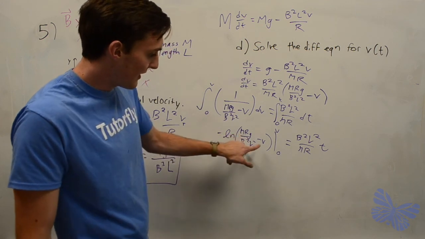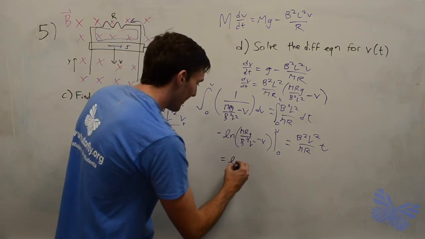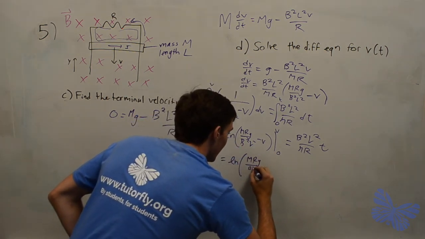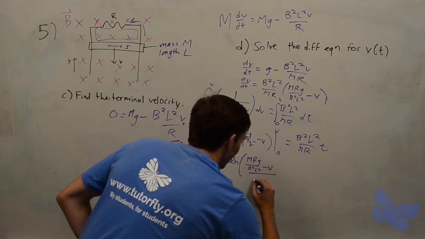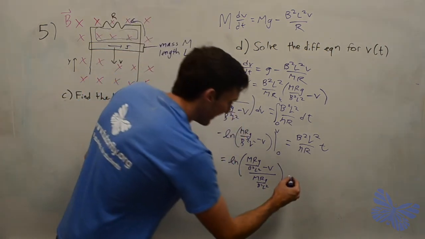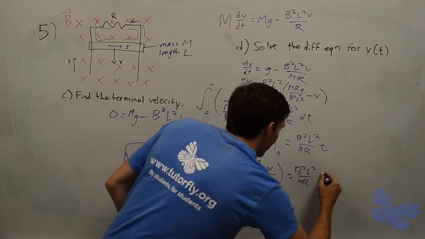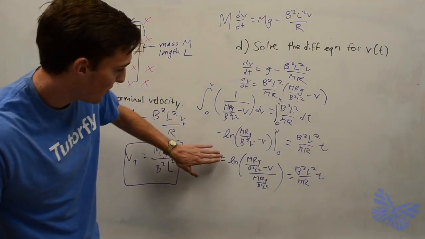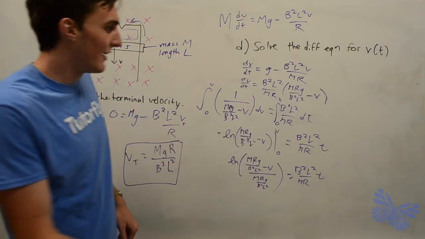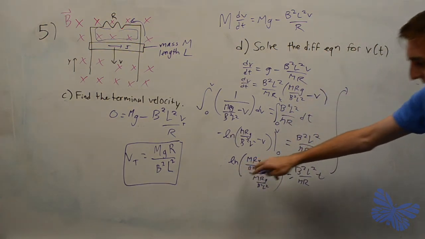And so if we plug in 0 and v here, it's going to end up being basically ln of this divided by this, but with v equals 0. So what that ends up being is ln of mrg over b squared L squared minus v over mrg over b squared L squared. So the math gets pretty ugly, but it's not terrible. So b squared L squared over mr t. And then to simplify this, we can exponentiate both sides.